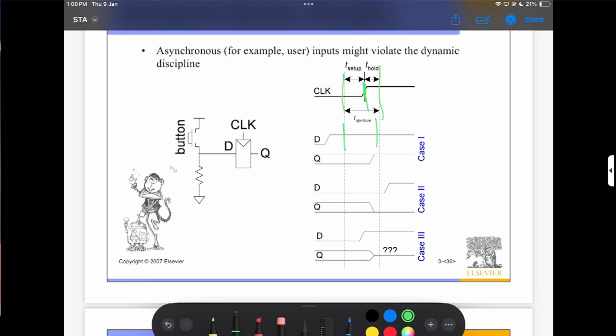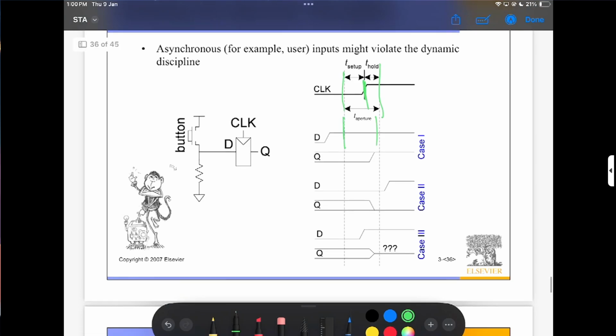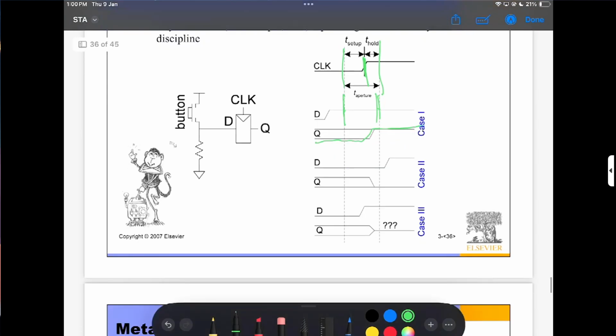Condition case one: my D should not be changed, so my output will be Q like that. In case one, D does not violate, and here also it is not violated. But here is what happens: the metastability condition comes, and here is metastability.